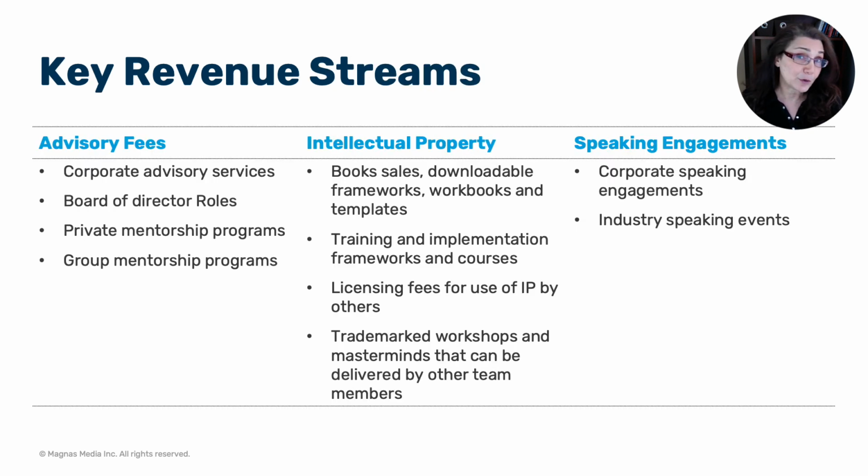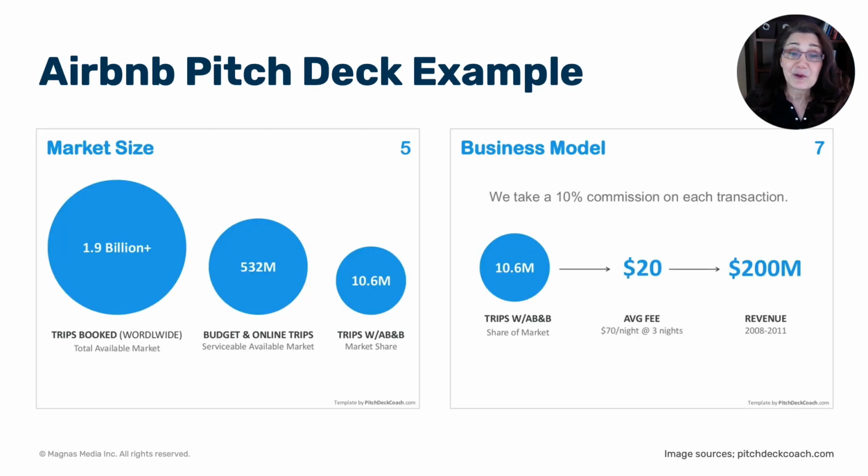I've also seen some services companies use slides like this one. This was changed a little bit, but a client of mine used something similar to say key revenue streams. Advisory fees would be one of them, which is a service. Intellectual property, which can generate passive or residual income, and they have speaking engagements, which is another service and active income. Now, here's another example of a business model slide from Airbnb.